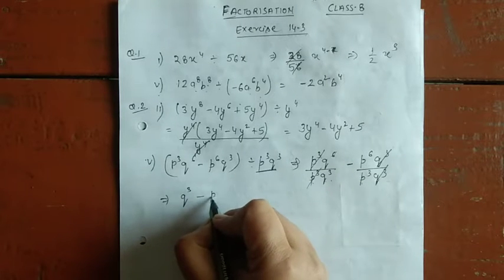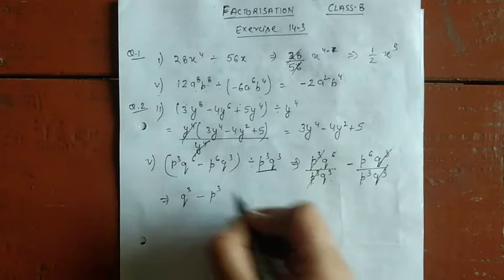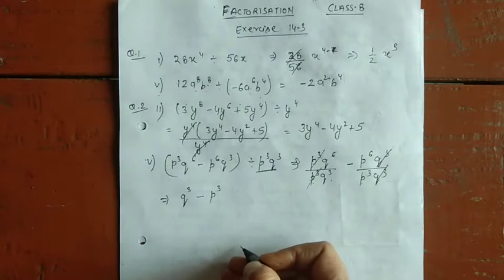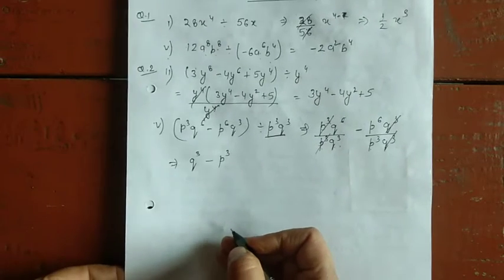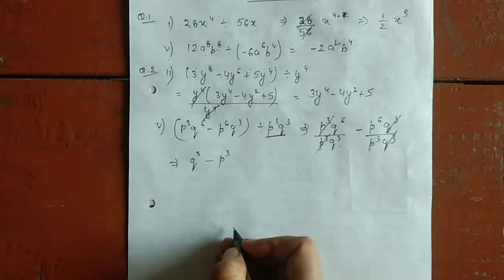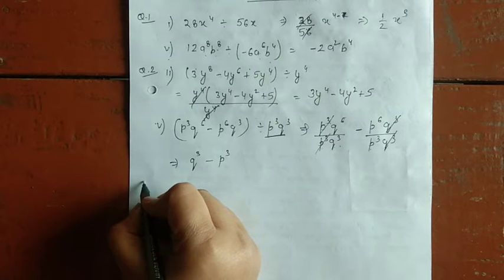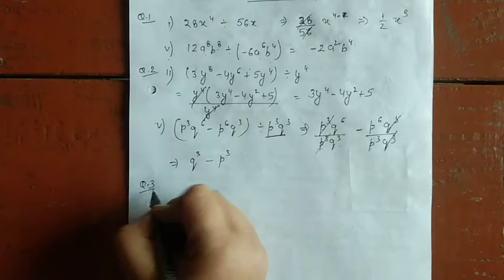You can write directly p to the power 3 because we know that the result is p to the power 3. Okay, so any method you can utilize, whichever you find easier to do. So this is our question number second. Now see question number third of this exercise.